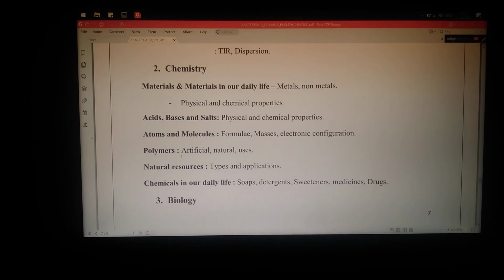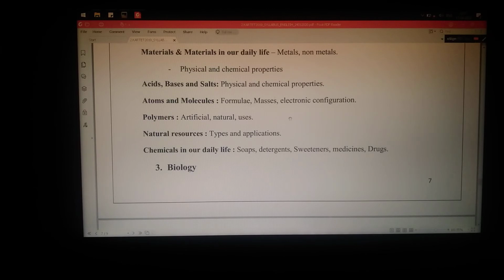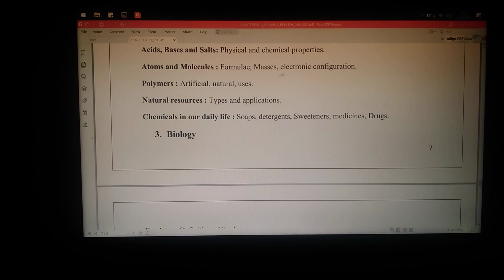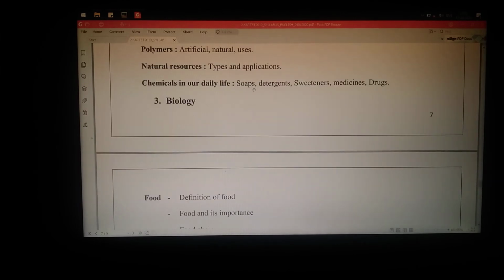Next is chemistry: metals in our daily life, metals and non-metals, aluminum, iron, zinc, cobalt, and non-metals, plastic, rubber, etc. Acids, bases, salts, physical and chemical properties. About oxidation property, reduction property, you have to study it, and some chemical reactions, about water, about aluminum and zinc, what happens, about iron and cobalt. Next is atoms and molecules, formula based electronic configuration, polymers, artificial and natural polymers.